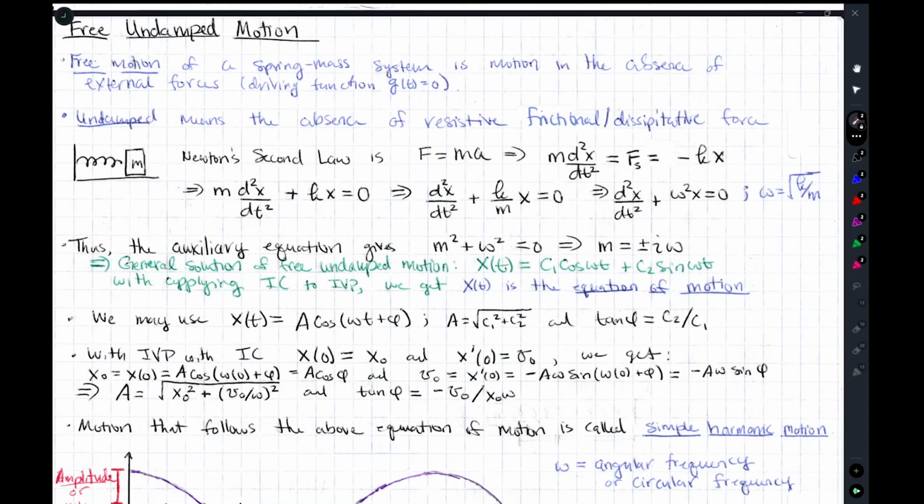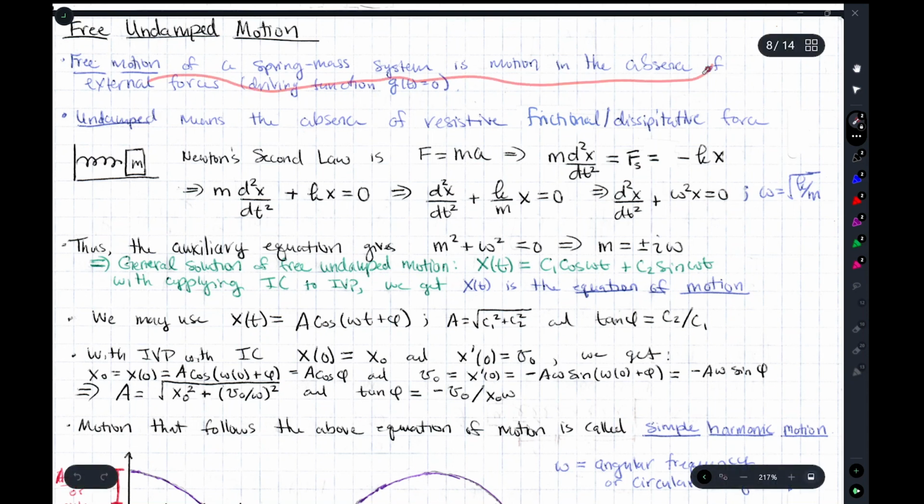So we've covered the preliminaries on spring mass systems, and we're going to consider the first class or subcase of spring mass systems: free undamped motion. This is kind of the simplest scenario. What does that mean? Free motion of a spring mass system is motion in the absence of external forces. The driving function is zero.